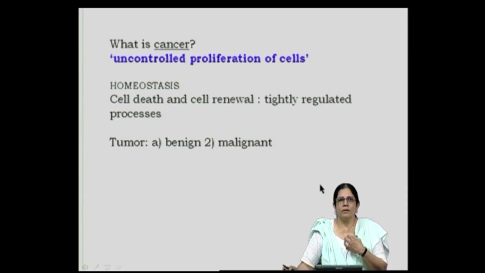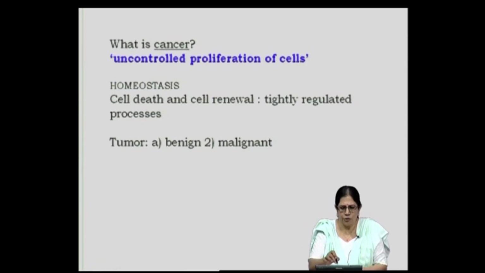Let us go to the ultimate, to be able to understand the immune system with regard to cancer and the immune system. So, first we need to understand what is cancer and how does it develop. So, what is cancer? The definition is very simple. It is uncontrolled proliferation of cells.